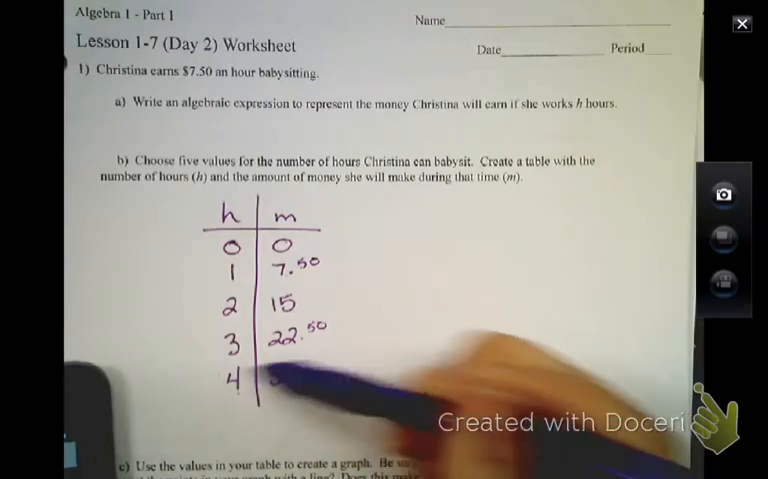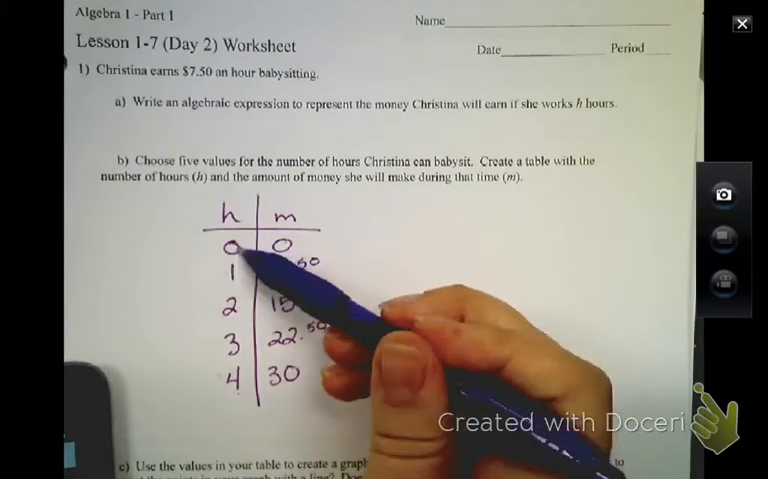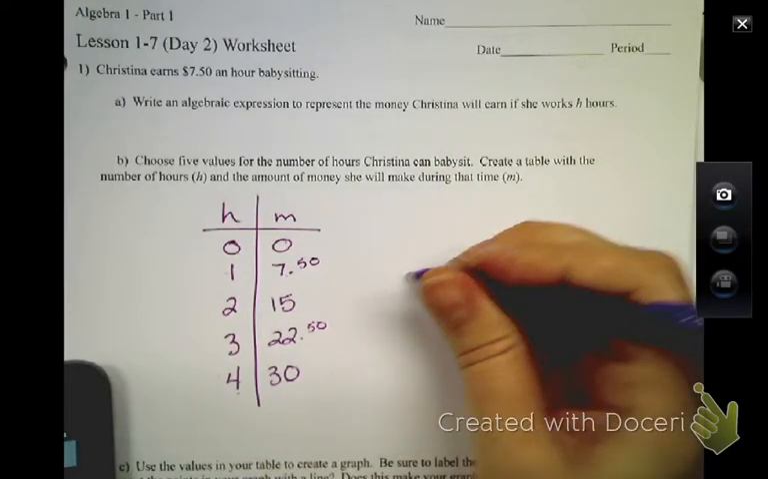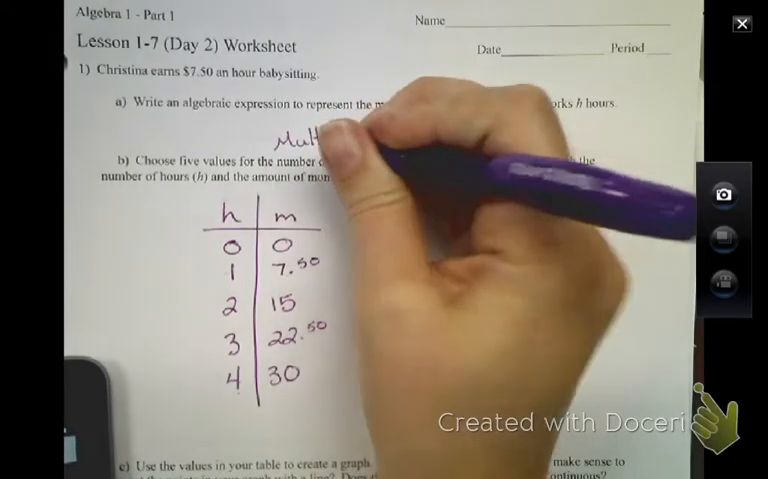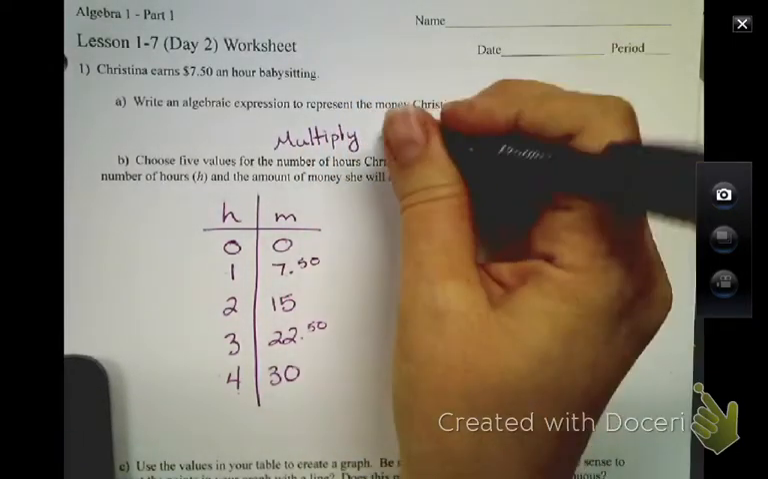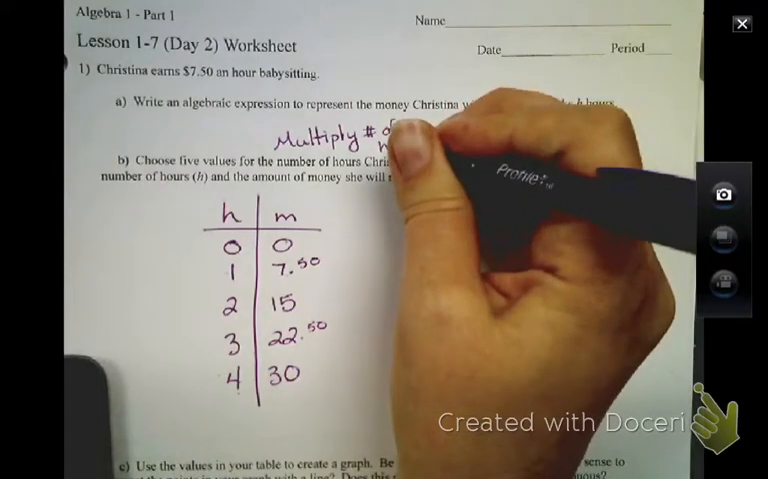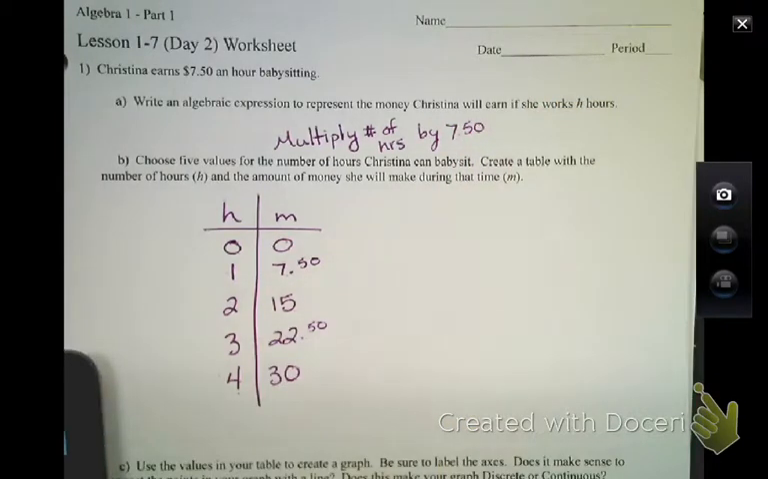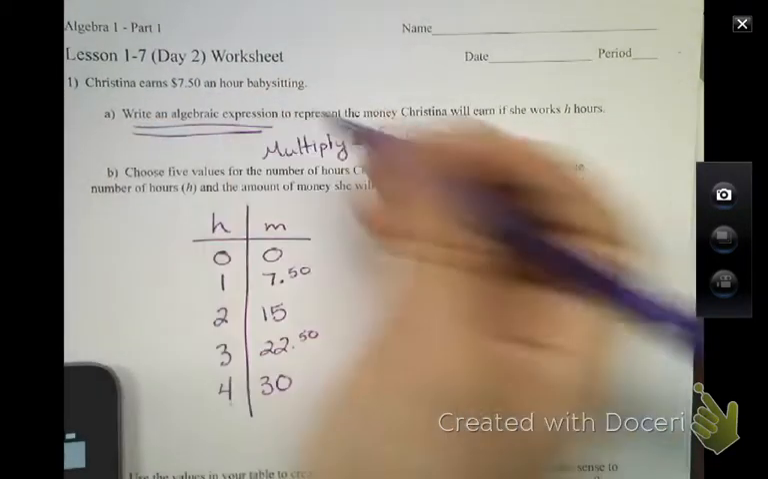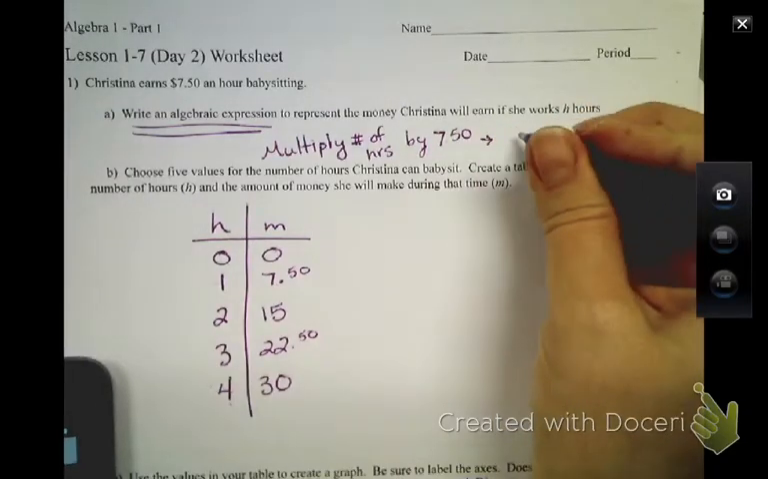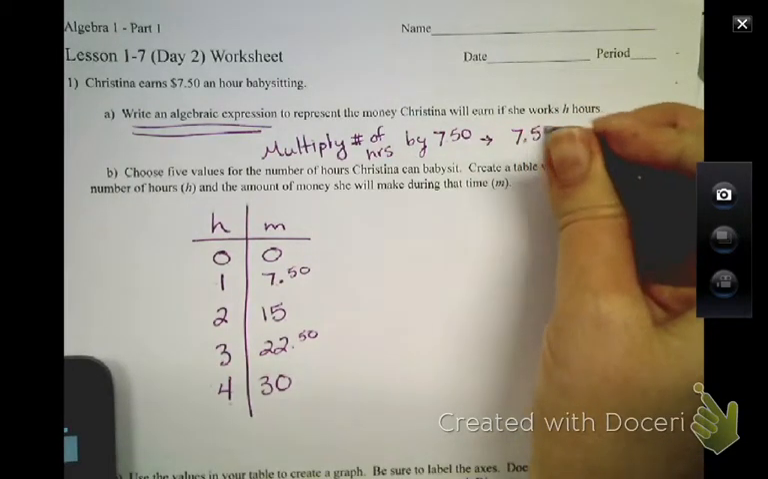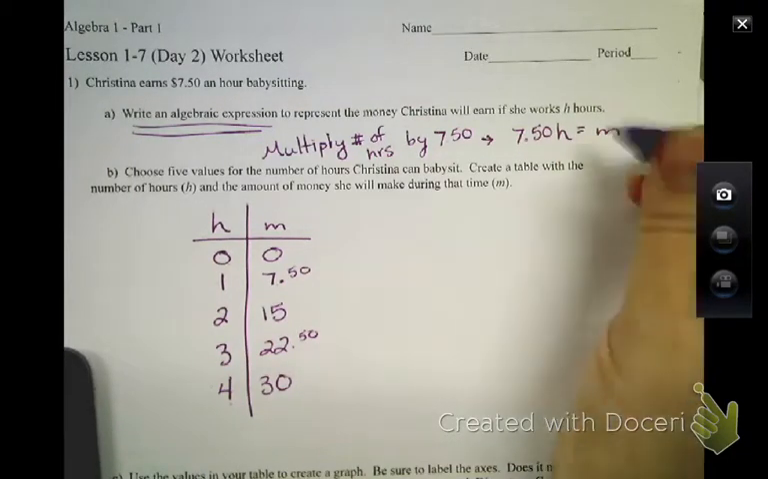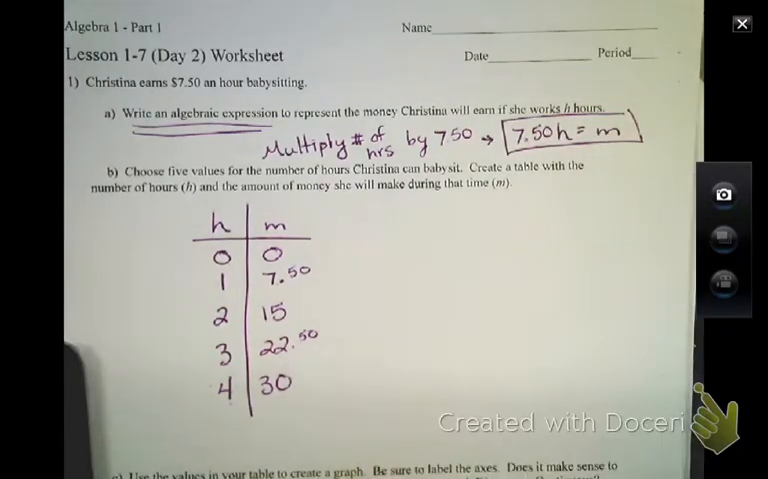So what could we do every single time to jump from the number of hours to the money? We could multiply the number of hours by $7.50. So what that looks like as an equation, because it says write an algebraic expression, is, okay, take $7.50 times the number of hours, and that's going to give you the money, which is what we used in our table.